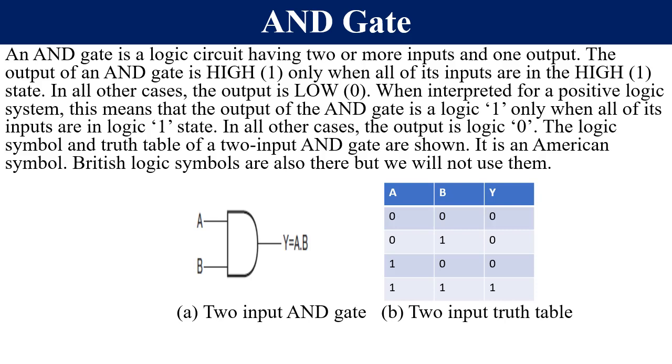Then we've got what we call the Boolean expression. How do you represent the Boolean expression of an AND gate? We say Y is equal to A dot B. How do you read that? It is read as Y is equal to A and B. You can choose to put that dot, or you can leave it out. It will still mean the same thing. So Y is equal to A and B.